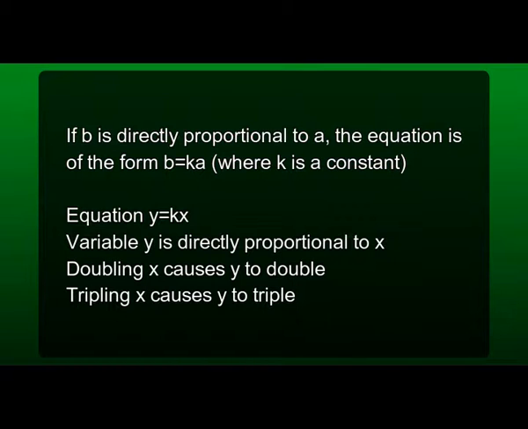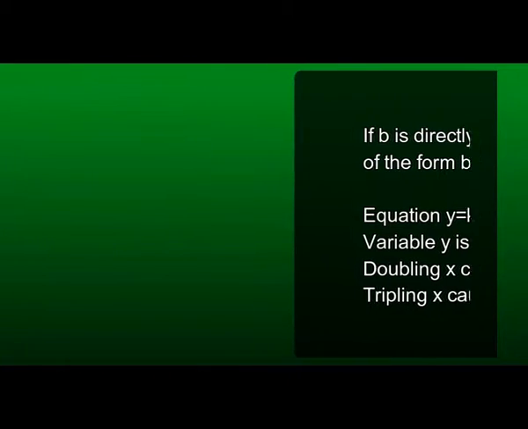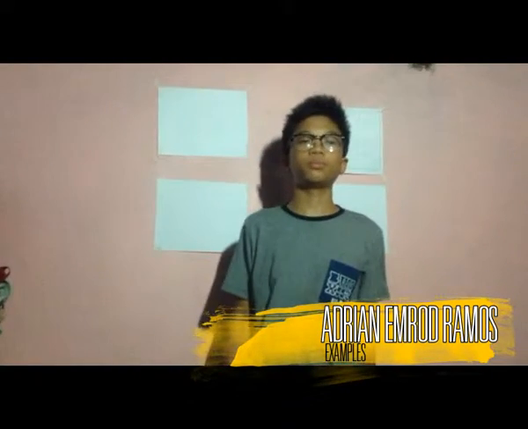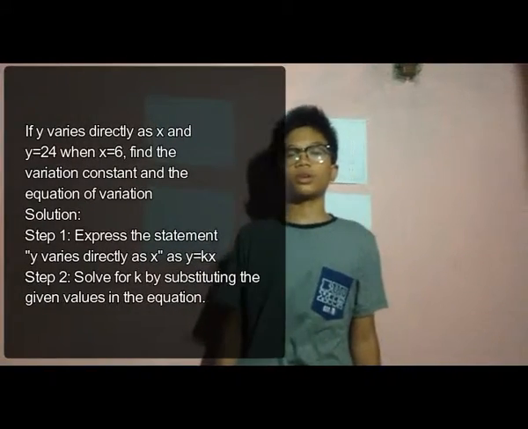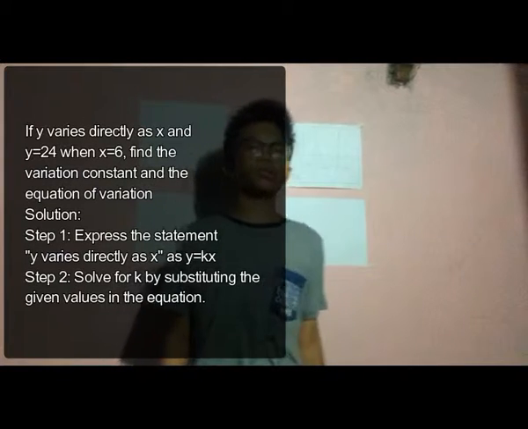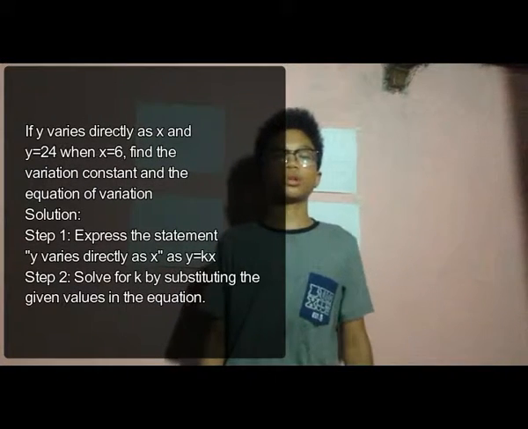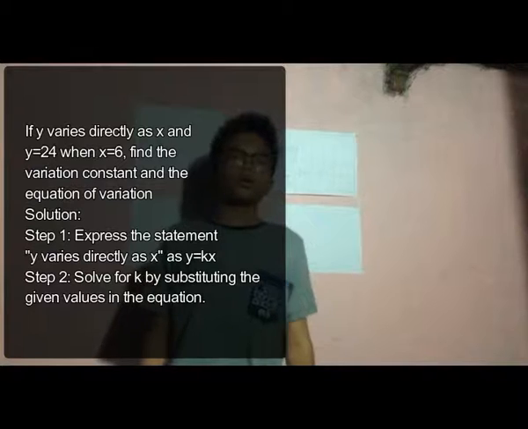Variable y is directly proportional to x. Doubling x causes y to double. Tripling x causes y to triple. So, I'm here to give some examples to solve direct variation. My first example is, if y varies directly as x and y is equal to 24 when x is equal to 6, find the variation constant in the equation of variation.